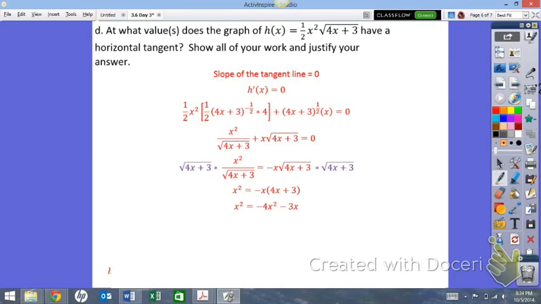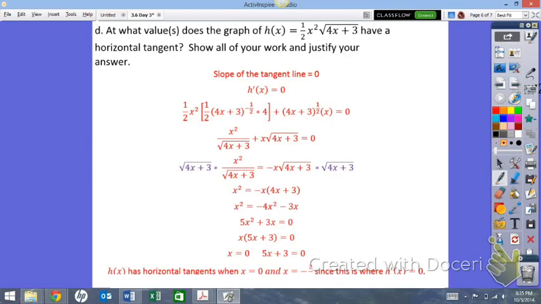Then I'm solving a quadratic equation, so I want to get all of the terms on one side. So I added a 4x squared and I added a 3x to the left side. I can then factor out an x, so I have x times 5x plus 3. And then I set both of those terms equal to 0. So if we set both of these equal to 0, then we have x equals 0. And then if we solve 5x plus 3 equals 0, we'd have x equals negative 3/5.